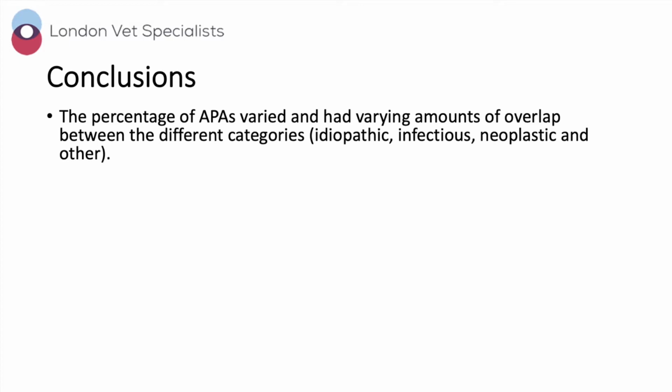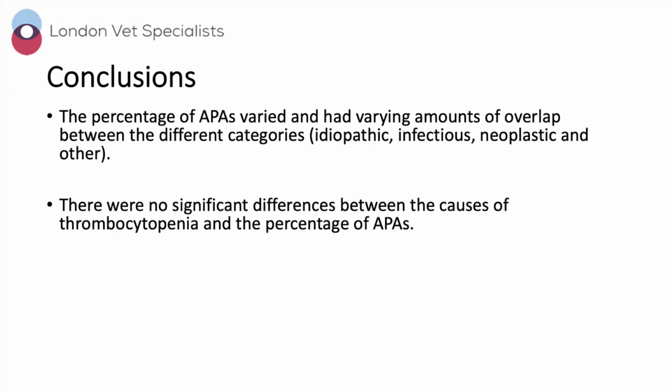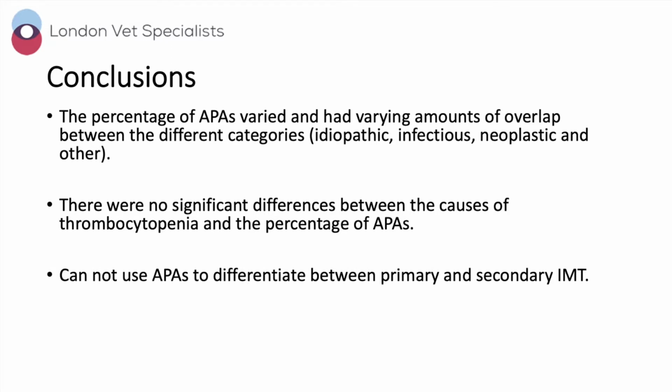So some of the conclusions the authors made from the study were that the percentage of APAs varied and had varying amounts of overlap between the different categories of secondary IMTP dogs. So you couldn't really use it to distinguish between the different secondary causes of IMTP. There were no significant differences between the causes of thrombocytopenia, so this includes primary and secondary, in the percentage of APAs. And as you said, you can't really use APAs based on this study to differentiate between primary and secondary IMTP.